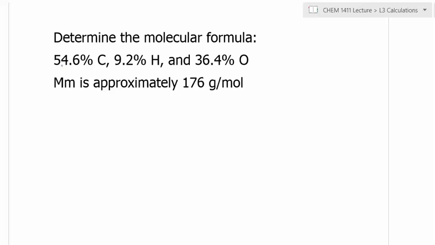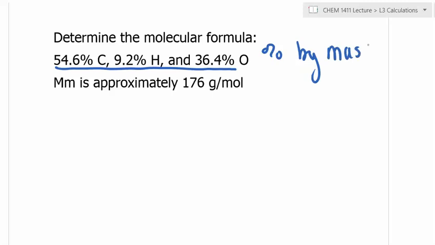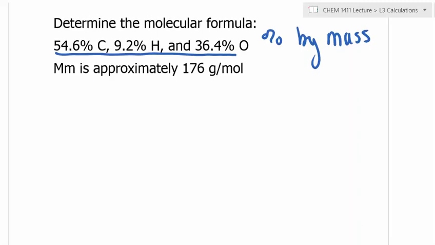These percents are percents by mass. And a formula shows the ratio by number of particles, not by grams. So we need to get these percents in terms of number of particles or moles, like we usually use. So to get them to moles, what we do is we assume that we have 100 grams of the compound.